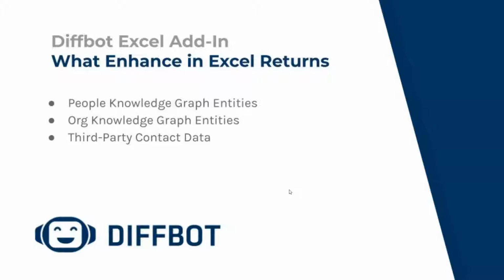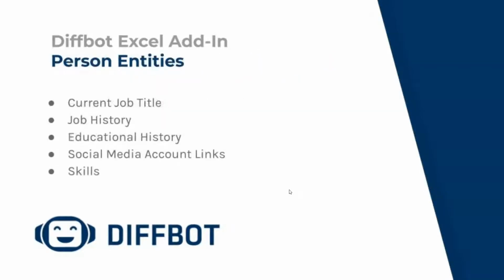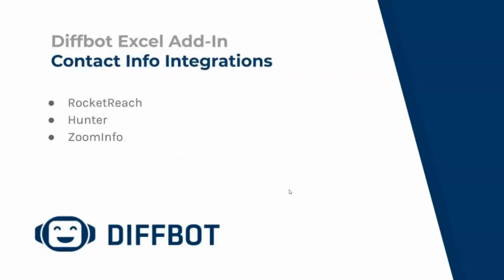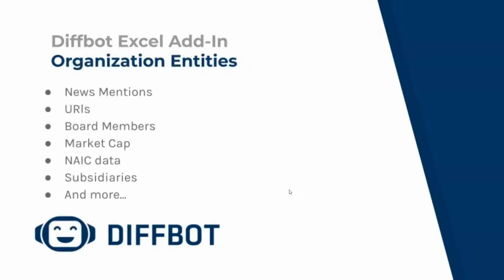Enhance within Diffbot for Excel returns two entity types, including people entities and organizational entities. People entities hold information valuable for many use cases and include data on what skills an individual has, where they work, where they have worked, educational history, and mentions in the news. Within Excel, we've also teamed up with a variety of contact info providers like Hunter.io and ZoomInfo. So if you have accounts with any of these services, you can further augment your people data with contact information. Diffbot org entity types hold a great deal of information, including news mentions, founders, market caps, subsidiaries, industry codes, and much more. Now that we've covered when you should use enhance, let's jump right in.